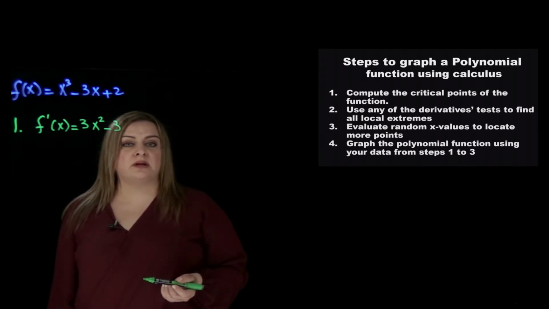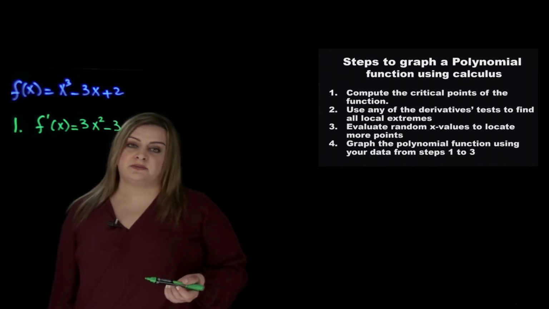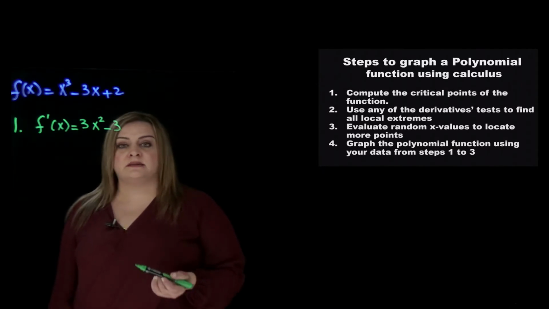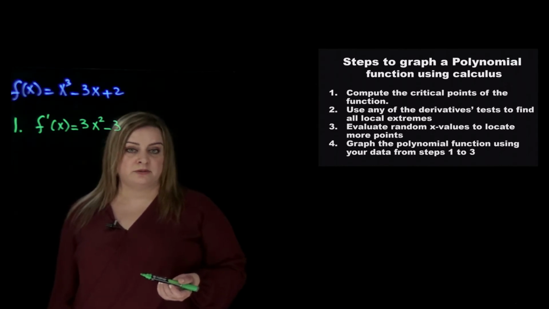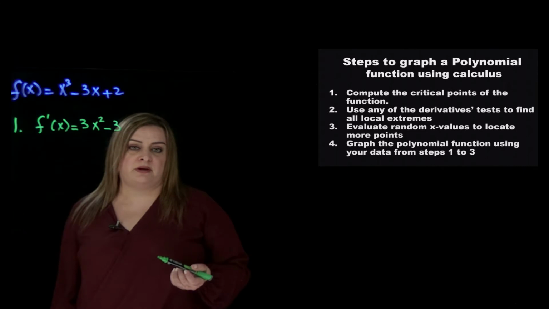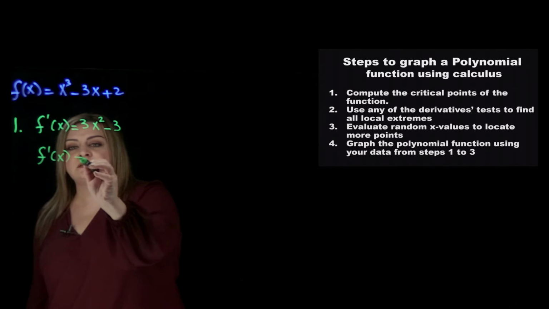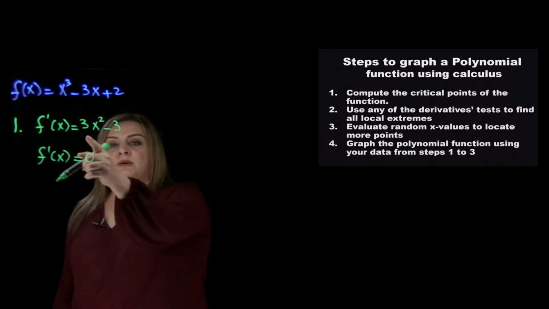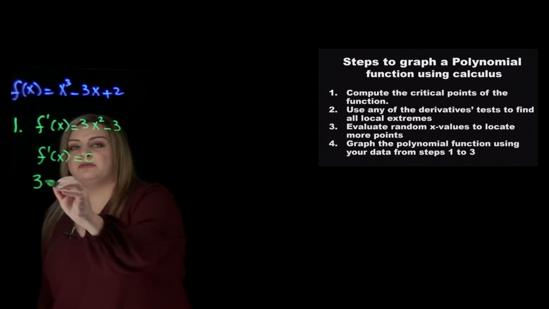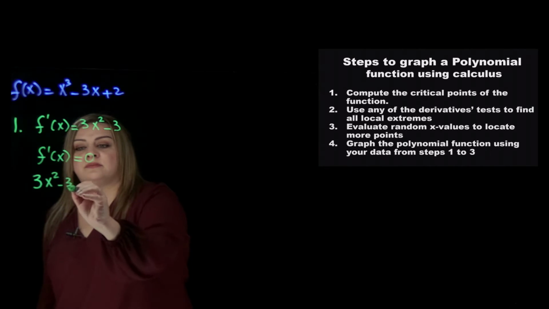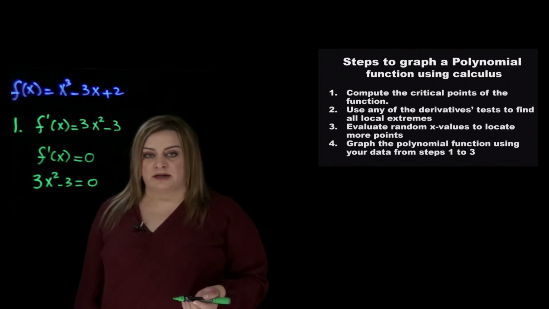Now, where do the critical numbers happen? Critical numbers happen when f prime of x is 0 or undefined. In our example, we have a polynomial, and a polynomial is never undefined. So we will only consider the case of f prime of x equals 0. We will copy the value of f prime of x, 3x squared minus 3, under f prime of x, bring down the equal sign and the 0. Now we have to solve for x.